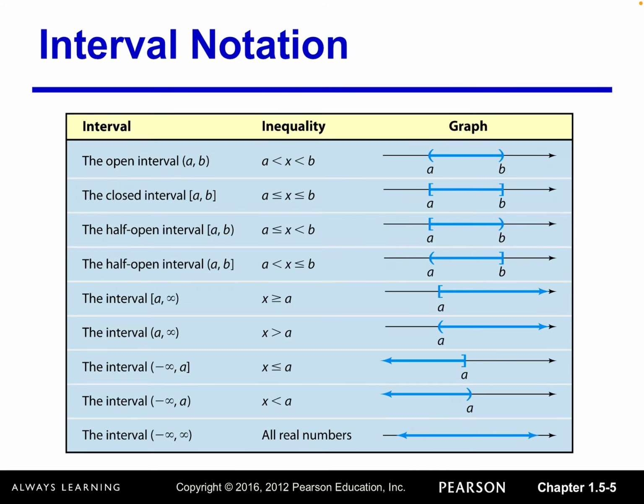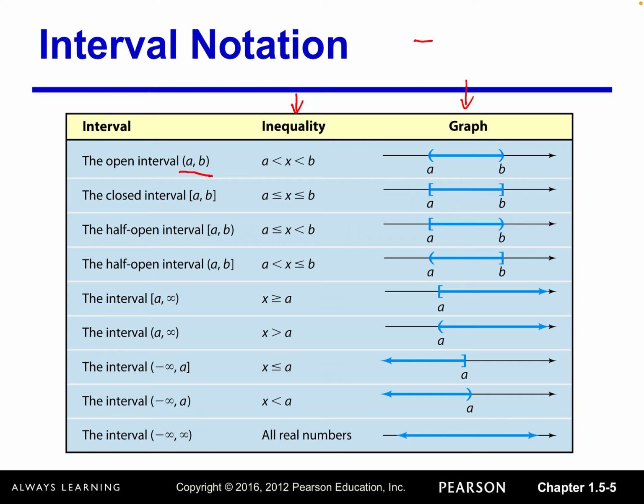All right, before we try some examples, here we put all the interval notations with their corresponding inequality and graph. For the open interval, parentheses A, comma B, parentheses, that's equivalent to A less than x less than B.